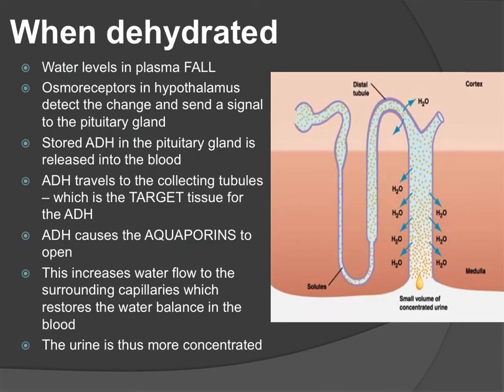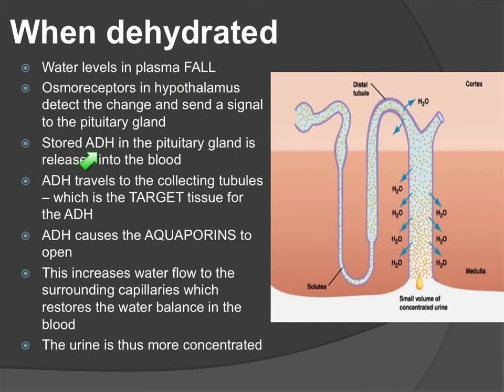So just to run through this summary just one more time, because you haven't seen it enough times yet, a couple of ideas about what happens in different situations. So what happens when you're dehydrated, what happens when you're overhydrated. So this is dehydration first. In this case, we're talking about water levels in the plasma falling. This allows the osmoreceptors, which are within the hypothalamus, to detect this change. They send a signal to the pituitary gland, in particular the posterior pituitary.